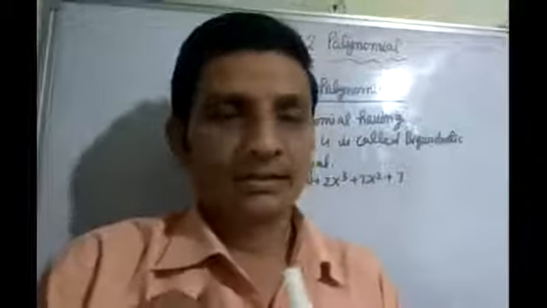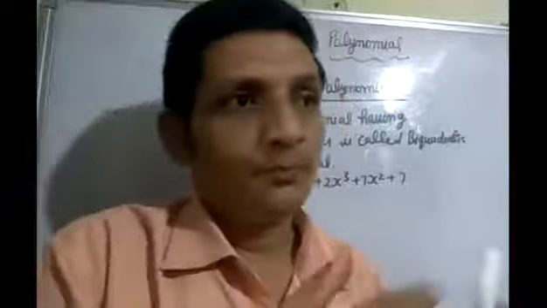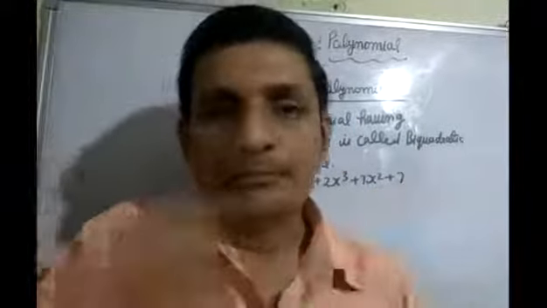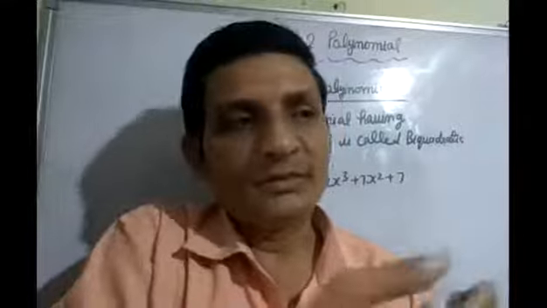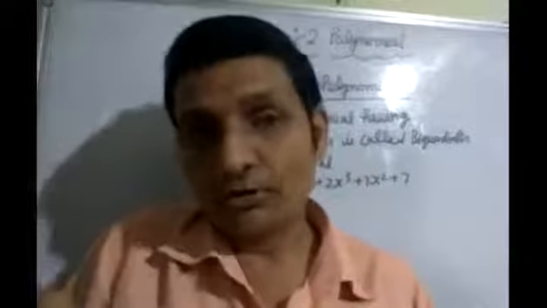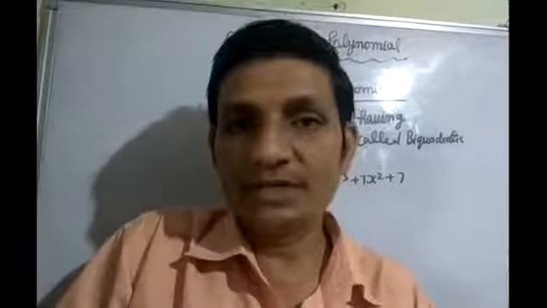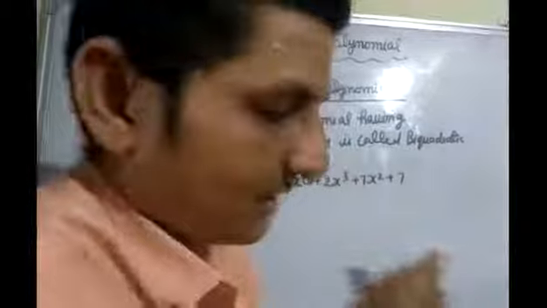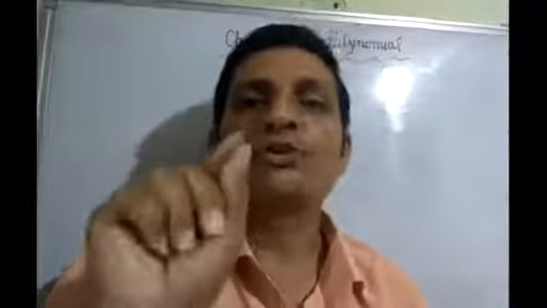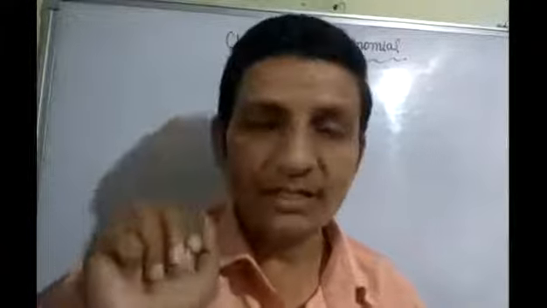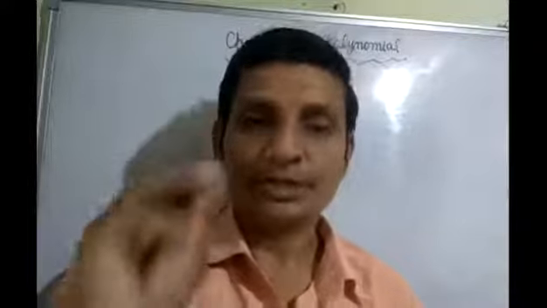Next I am telling you classification of polynomial on the basis of term: monomial, binomial, trinomial. So look here one by one. If a polynomial contains one term, it is called monomial. If a polynomial has two terms, it is called binomial. If a polynomial has three terms, it is called trinomial.